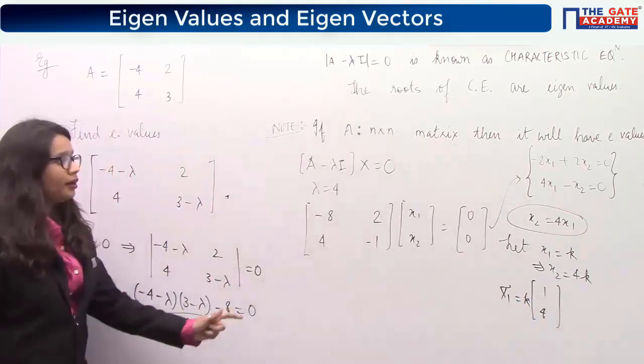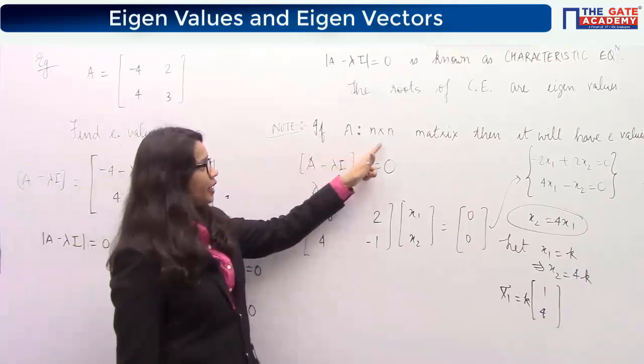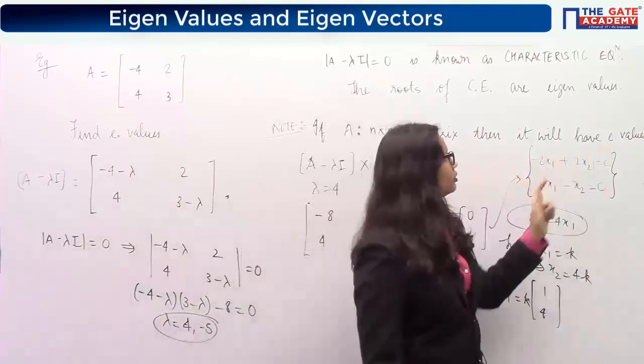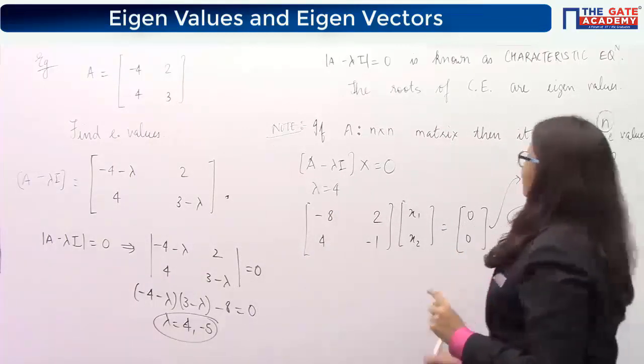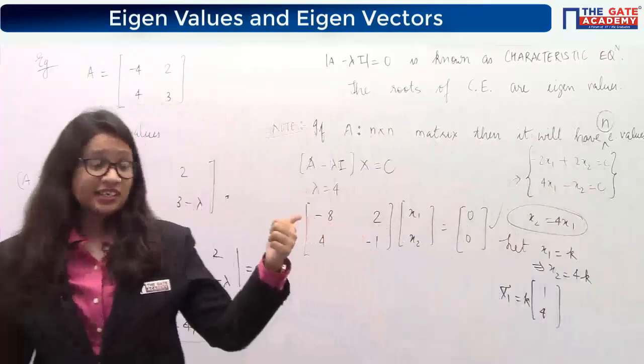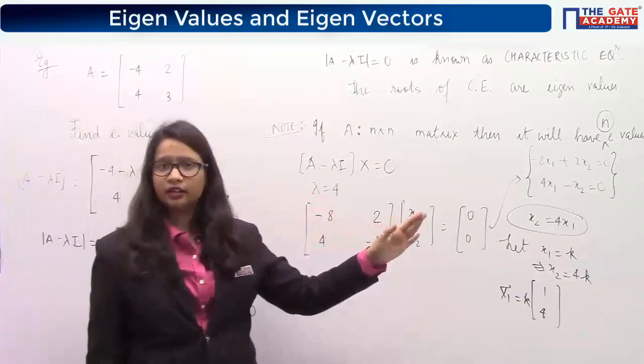Okay, so now one more thing. First of all, one point we have noted: if A is an n cross n matrix, then it will have, sorry, I have not written it down here, change that. If it's an n cross n matrix, it will have n eigenvalues.